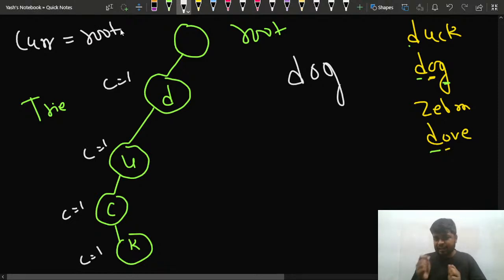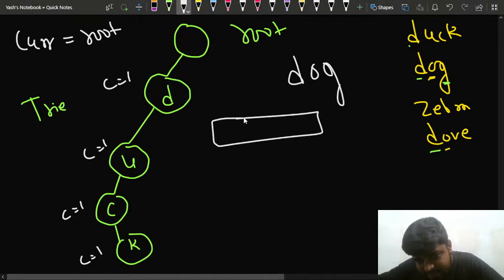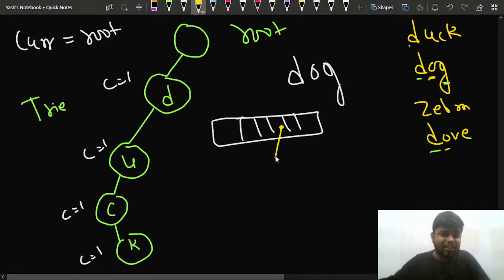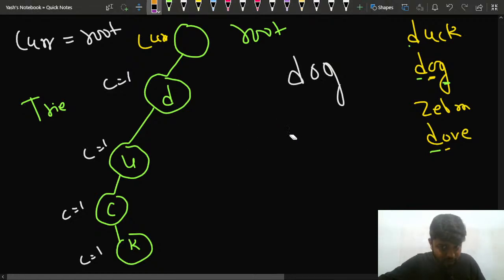Once I have my current is equal to root, so from the root, I have this 26 alphabet, and D would be somewhere here, right? A, B, C, and D. So do I have a D node already existing for the root? For my current, that is root. My current is standing here only currently. So for my current, do I have a D already existing? Yes, I have.